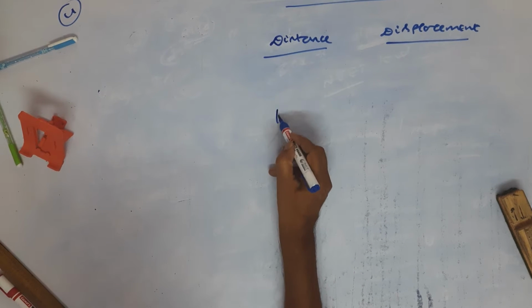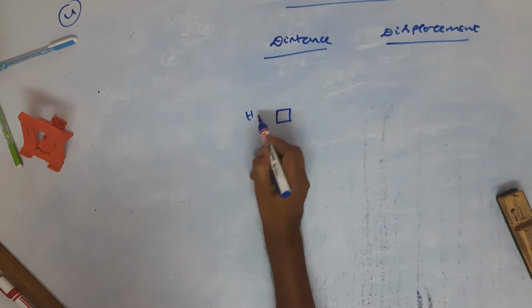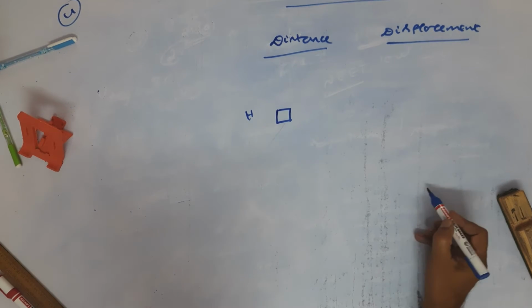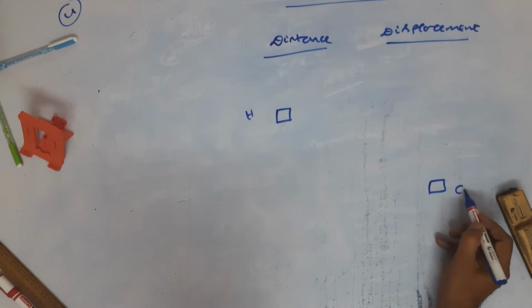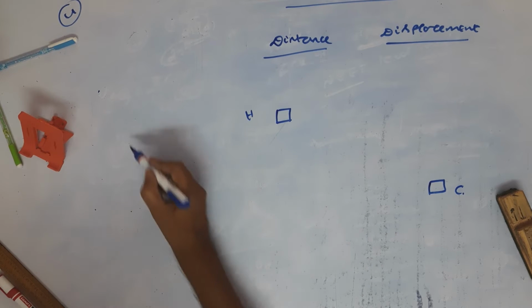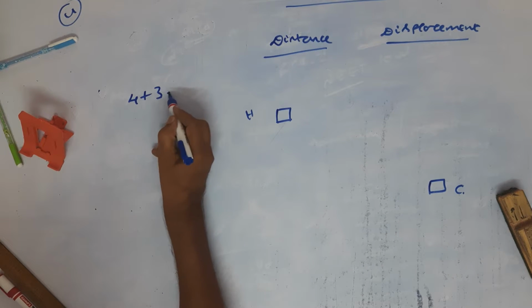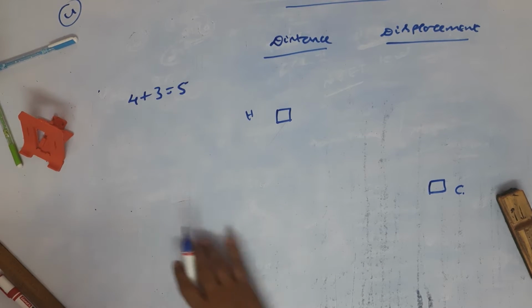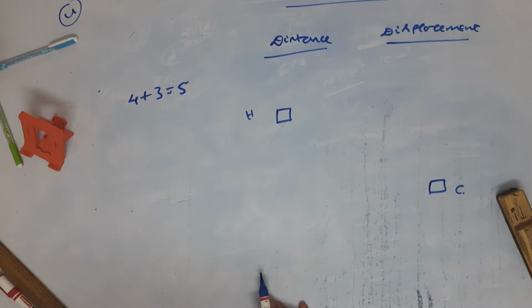For example, imagine that this is our home. From home, this is your college. So there is a simple question for you. Can you tell me, 4 plus 3 is equal to 5? Whether it is correct or incorrect.